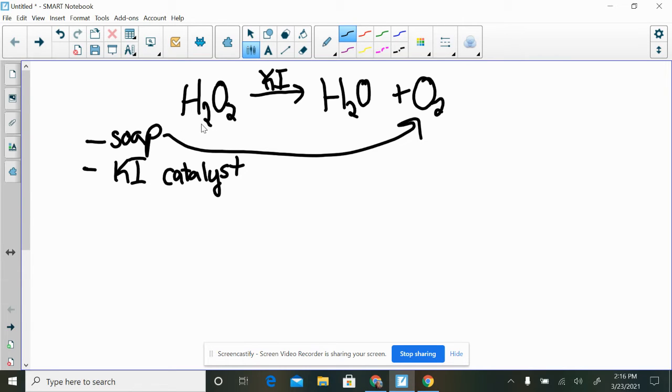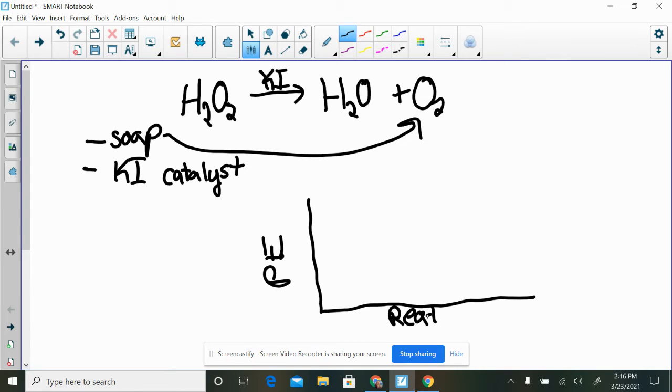But let's look at the chemical reaction in terms of its potential energy diagram. So here I'm going to draw my diagram. On the y-axis, I'm going to put my potential energy. And on the x-axis, that's our reaction coordinate. And so overall, this is the potential energy line of the reactants. And in the case of this reaction, this is the only reactant, the H2O2.